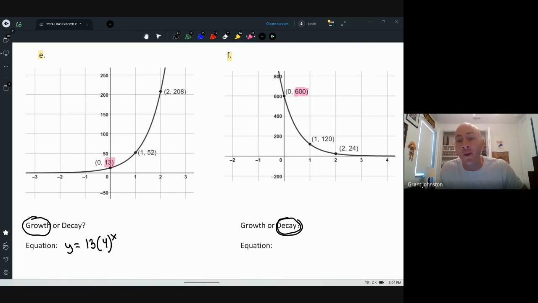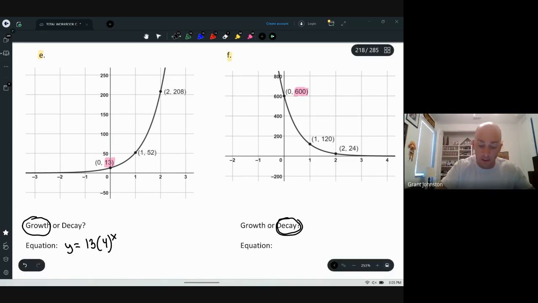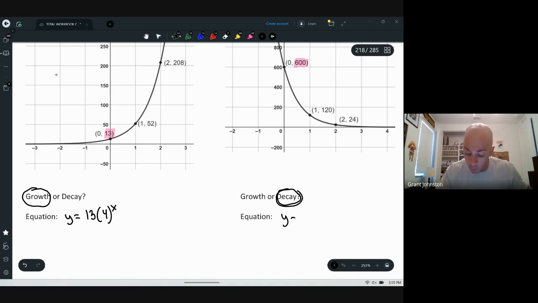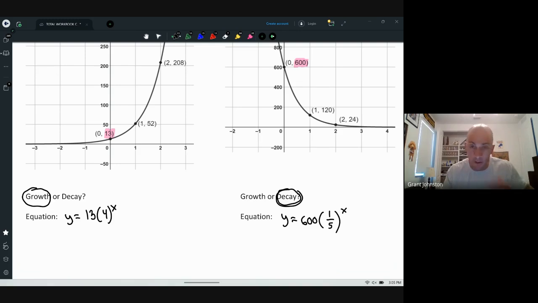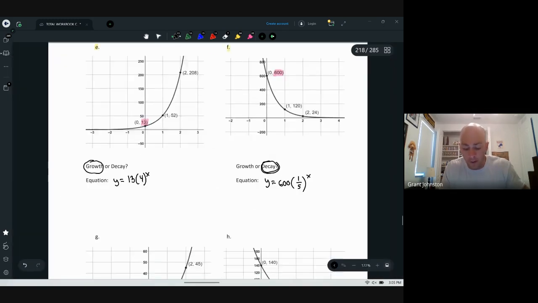So if you can't come up with that 1/5 on your own, just use division. Do 120 divided by 600. I got 0.2, and then hit second, and then second the back arrow will change it to a fraction. It's 1/5. So this equation would be y equals 600 times 1/5 to the power of x.